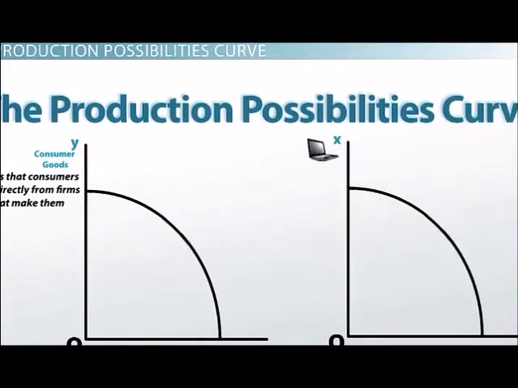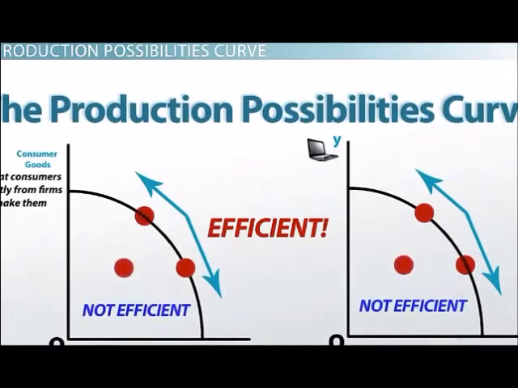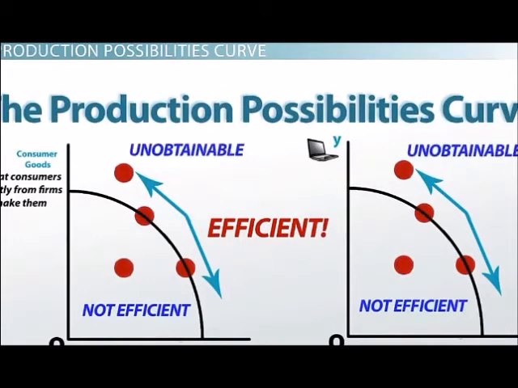For both of these types of curves, though, every point along the curve is efficient, meaning this combination of producing two goods is at our capacity. We're producing the most that we can with the least amount of costs. Movement along this curve reveals the trade-offs that are required to produce more or less of a good. We said that any point inside the curve is not efficient, and any point outside the curve is unobtainable.